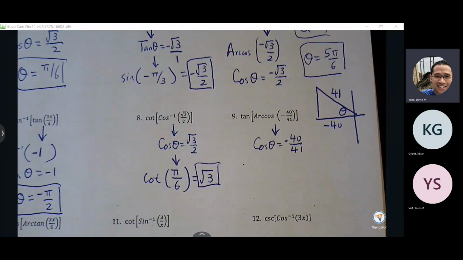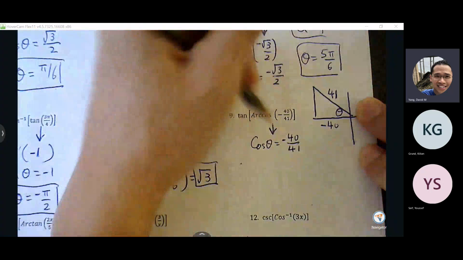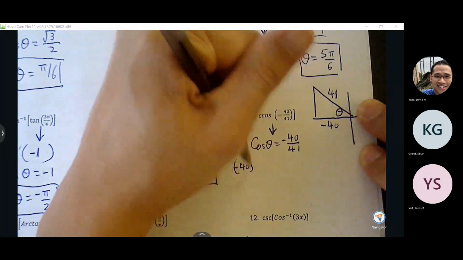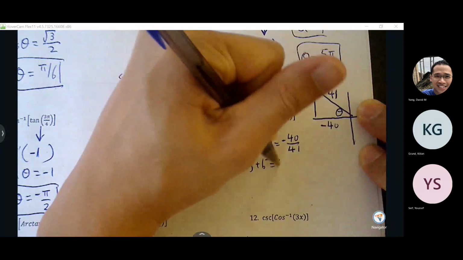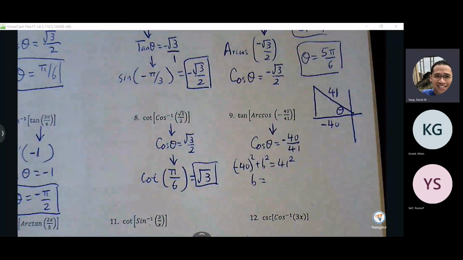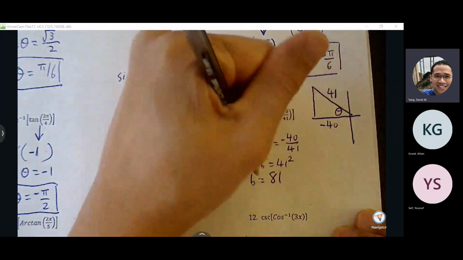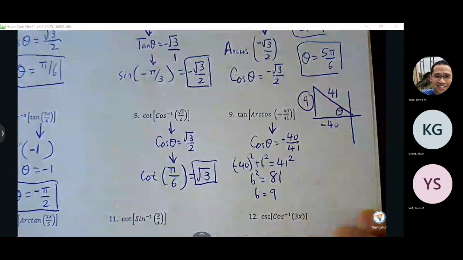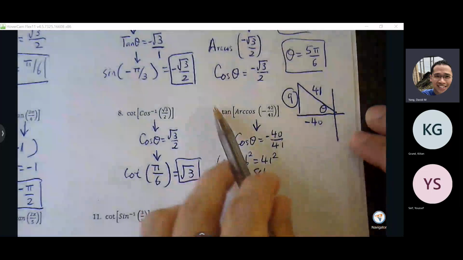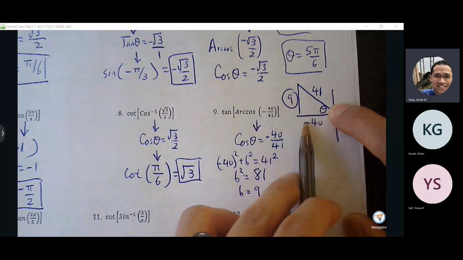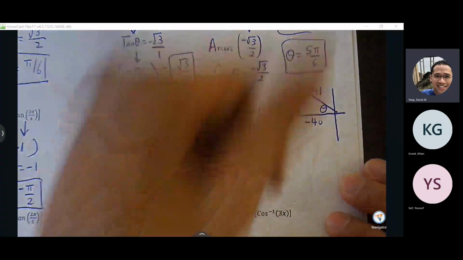Okay, Pythagorean theorem, a squared plus b squared equals c squared. Use your calculator, subtract 41 squared minus 40 squared. We get 81. Take the square root of 81, we get 9. Okay, so now we turn around and do the larger problem here. Tangent of theta. Tangent is opposite over adjacent. So negative 9 over 40.